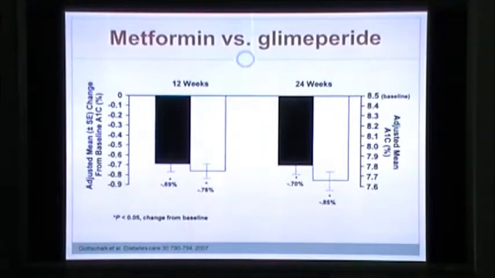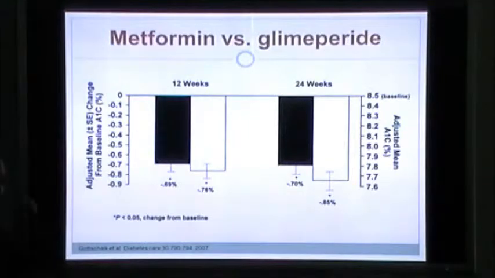This is the only other published drug trial in type 2 diabetes in kids, and this was a study looking at metformin versus the sulfonylurea glimepiride. I'm not going to show you the flow diagram, but this turned out better. They had equally matched groups. Most of the patients finished the trial, so it was reasonably good.